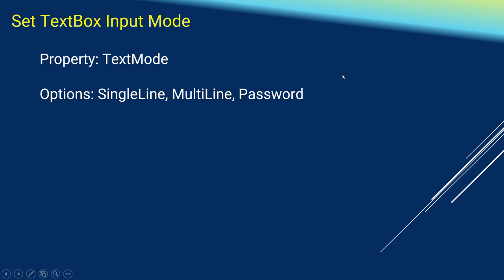TextBox has a TextMode property that changes how input is displayed. For example, setting it to Password hides characters, useful for login forms. For multiple lines of text like comments, use MultiLine. For our name input, we will keep it as SingleLine.